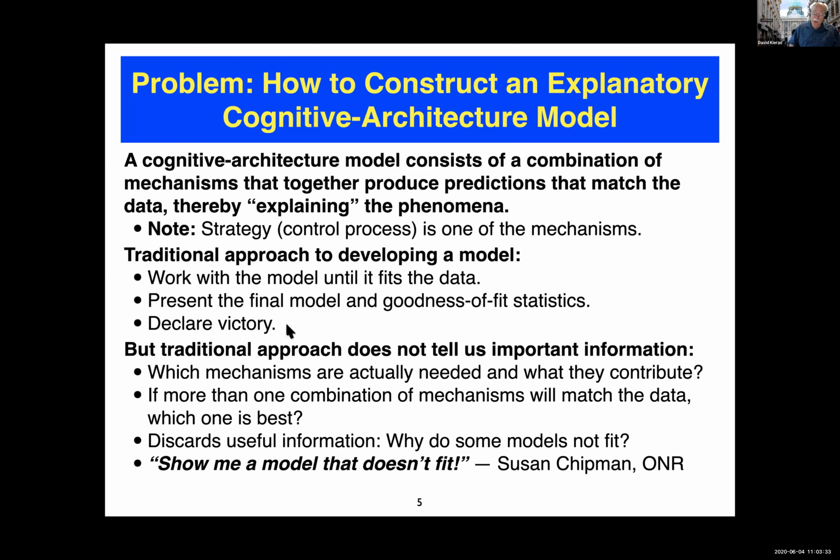But the traditional approach doesn't tell us various important information, like which mechanisms are actually needed and what they contribute. And if there's more than one combination that will work, which one is best. We're also discarding useful information along the way, like why do some models not fit? Many years ago, Susan Chipman asked me this question, and it's had a lot of influence ever since.